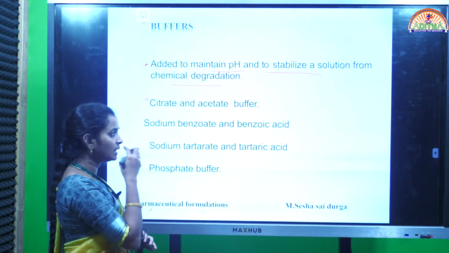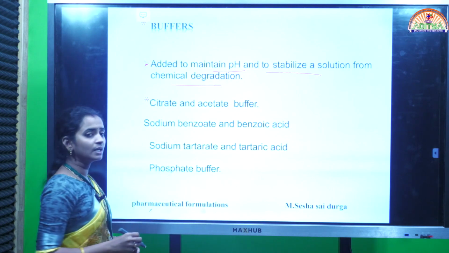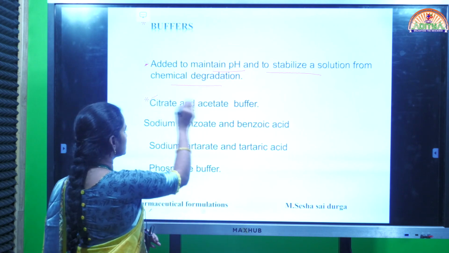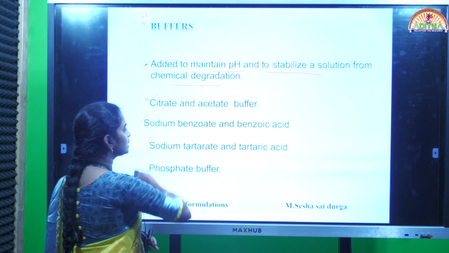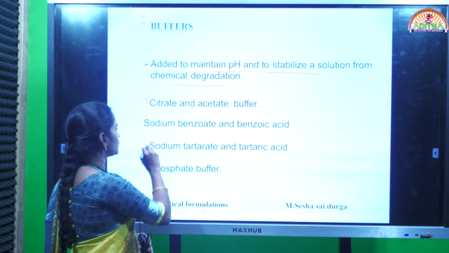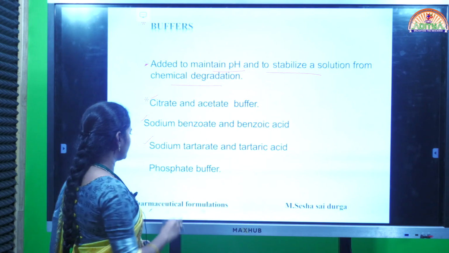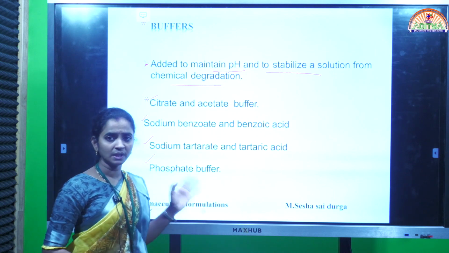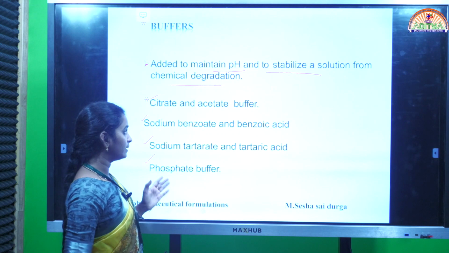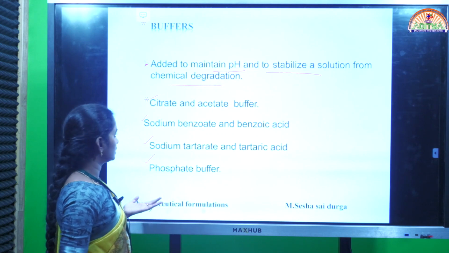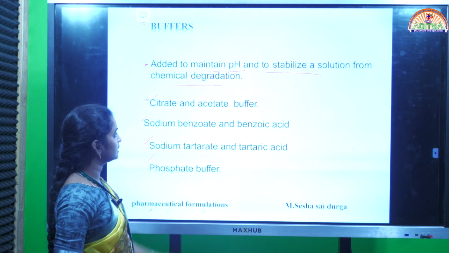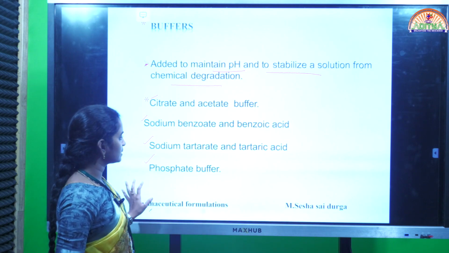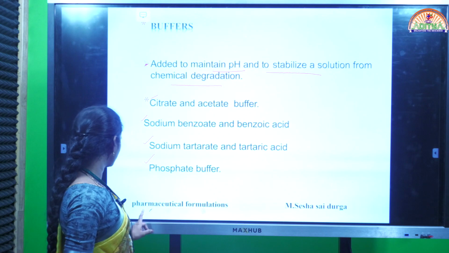So what are the common examples generally used in the making of a parenteral formulation? They are given here: citrate and acetate buffer, sodium benzoate and benzoic acid buffer, sodium tartarate and tartaric acid buffer, and phosphate buffer. These are the most commonly used buffers in parenteral formulations.